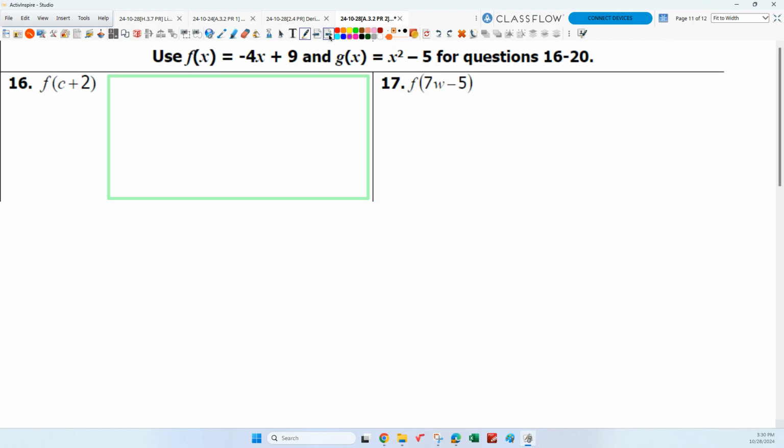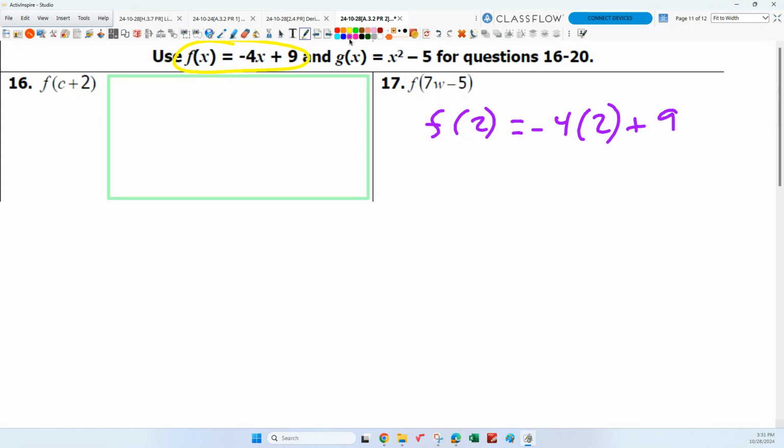Now I want you to see this pattern here. They're telling us that f of x is negative 4x plus 9. Tell me real quick, how would I calculate f of 2? That's just telling me that I'm plugging in 2. Every place where I used to have an x, I'm now plugging in a 2. So I get negative 4 times 2 plus 9, and I could simplify that down to a number.